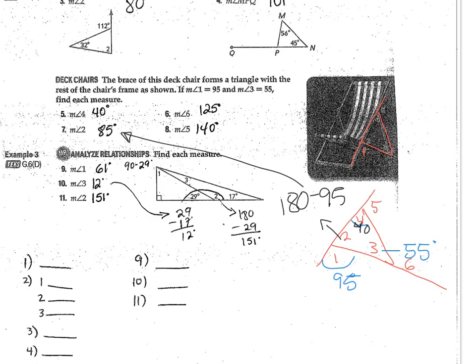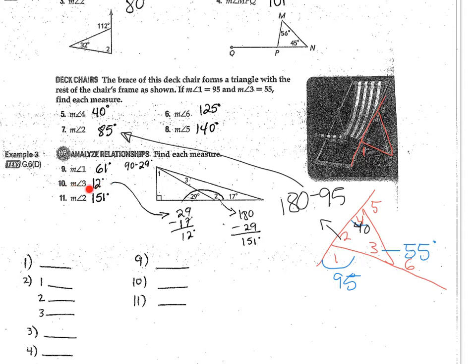And how about number 9? 9 is 61, 10 is 12, and 11 is 151. Questions on those three? Did you get those right? What was 11? Number 11 is 151. How did you get 10 and 11?